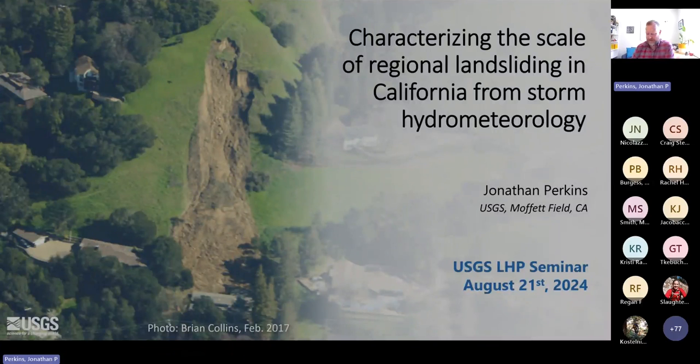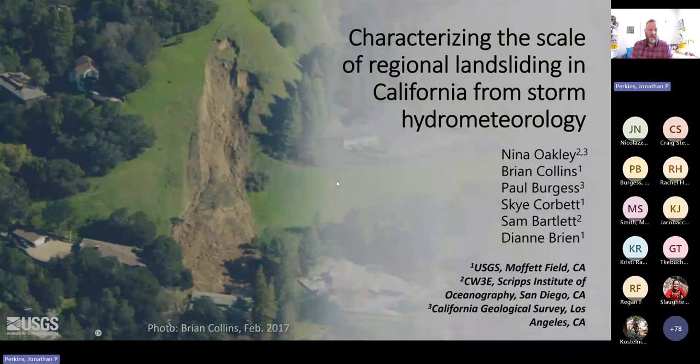This work really has been a fun collaboration between a group of us here at the USGS. I'm trying to change my slides here. There we go. And collaborators from the California Geological Survey and the Center for Western Weather and Water Extremes at the Scripps Institution of Oceanography. We've been working on various landslide meteorology related problems together. That includes Nina Oakley at CGS and CW3E, Brian Collins here at the survey, Paul Burgess at the California Geological Survey, Sky Corbett, Sam Bartlett at CW3E, and Diane Bryan.